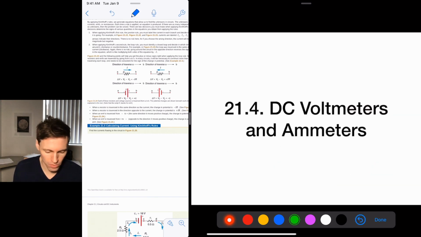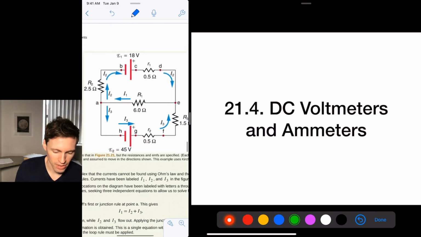So if I look at this problem, this is what you have to do. Then you draw your loop like that and you start going around. So you have plus 18 minus I1 R1 minus I1 R1, a different R1, little R1, big R1, and so on. And you can go around and do that example.